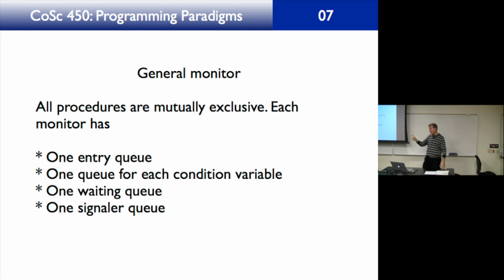Wait C and signal C. Because a process, while it's executing code in one of the methods of the monitor, can execute a wait C and can execute a signal C, there is a waiting queue for the processes that have executed wait C, and there is a signaler queue for the processes that have executed signal C. Are you with me?